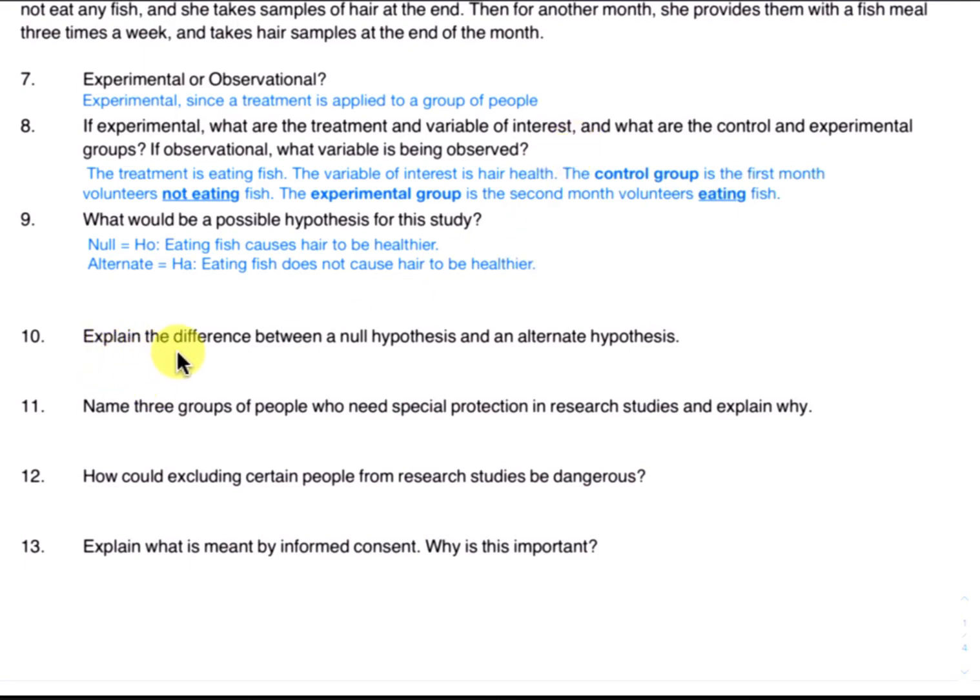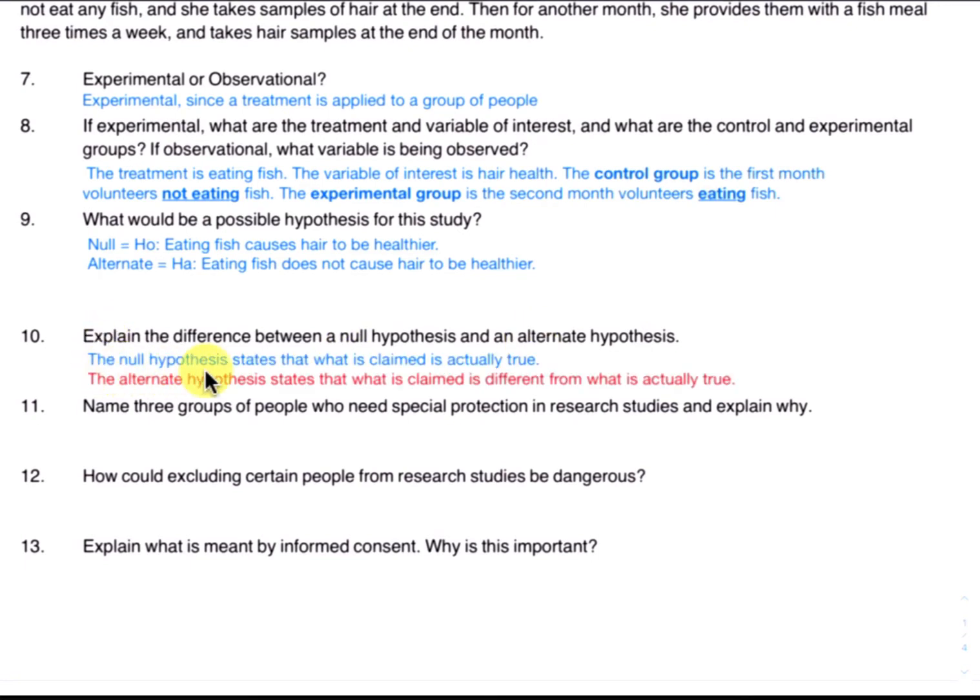Number 10, explain the difference between a null hypothesis and an alternate hypothesis. A null hypothesis states that what is claimed is actually true. The alternate hypothesis states that what is claimed is different from what is actually true.